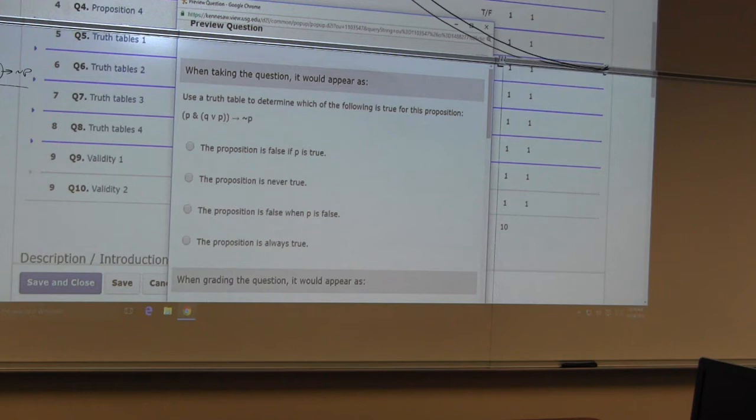Okay. Gee, isn't that column identical to this column? Let's see what happens. The proposition is false if P is true. Well, here's where P is true, and sure enough, that's when the statement is false, isn't it? So the first one makes sense, but let's make sure we don't have two that say the same thing. The proposition is never true. Well, no, it's true down there. The proposition is false when P is false. But here's where P is false. The proposition's true. So that's not it. The proposition's always true. No, it's not always true. So the only one that fits is the proposition is false when P is true.